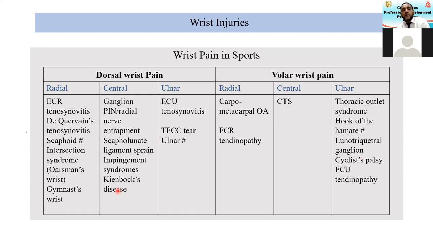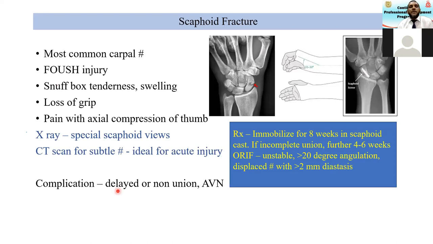And the ulnar side of the volar aspect could be due to C8-T1 involvement of thoracic outlet syndrome, or hook of the hamate fractures, cyclist palsy, where the ulnar nerve is entrapped at Guyon's canal, and then flexor carpi ulnaris tendinopathy. This is an overview of wrist pain in sports, where we divide into dorsal and volar, and then go into radial, central and ulnar compartments.